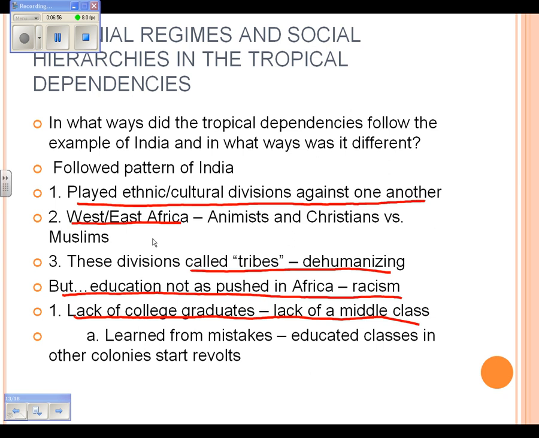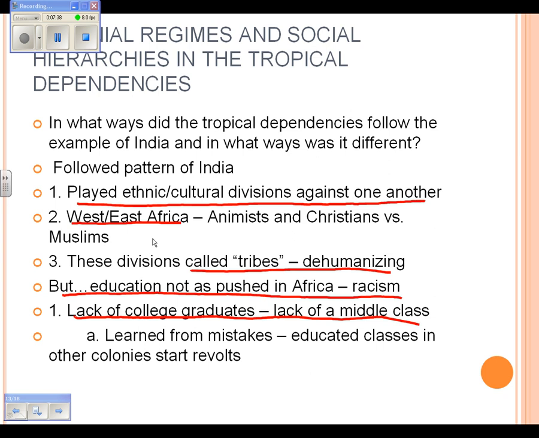But one thing they have learned their lesson in India from is that education is not as pushed in Africa. In fact, where the state, by the state I mean the European governments, particularly Britain in India, had pushed and actively worked to educate locals, in Africa they don't do that. In fact, they don't educate at all. What little education is done is by the church, by monks and these guys. And so there's a lack of college graduates, and therefore a lack of a middle class in these parts of the world. Lack of college graduates and a lack of middle class. We'll talk about that a little bit afterwards.